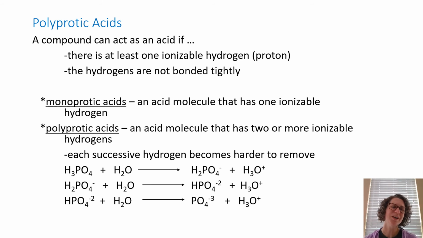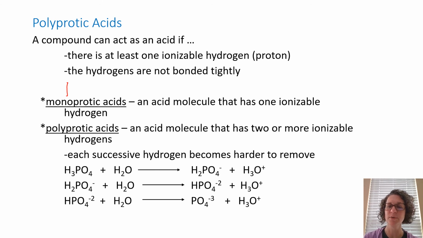Okay, so now one other way that acids are sometimes put into categories is based on the number of H's that they have. Remember that as long as a compound has at least one hydrogen or one proton, then it can act as an acid. And so you have two different classes of acids. You have monoprotic acids. Remember that the prefix mono means one. So basically a monoprotic acid is anything where you have just one hydrogen.